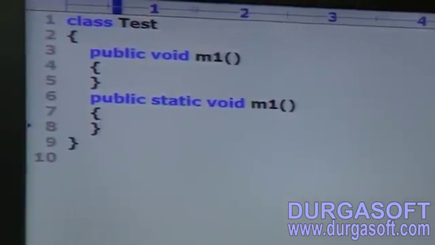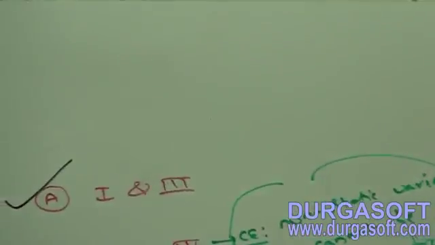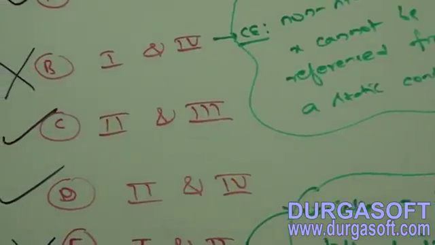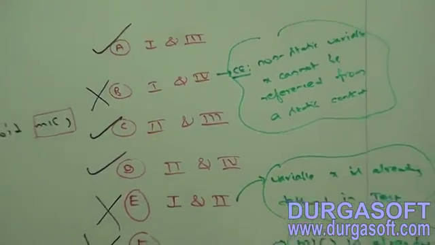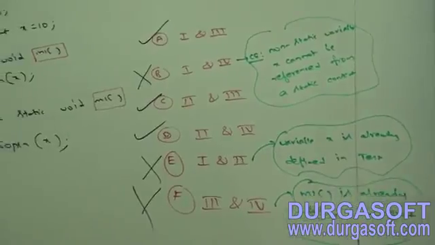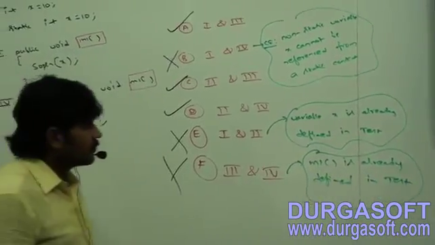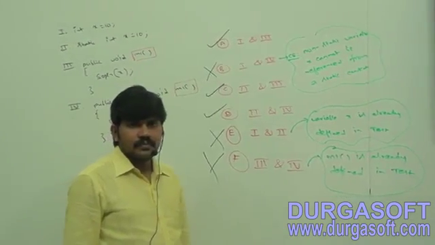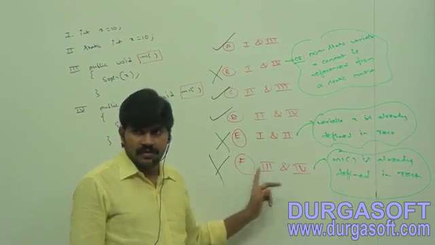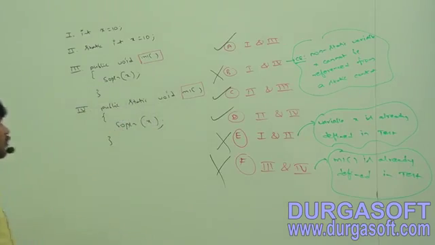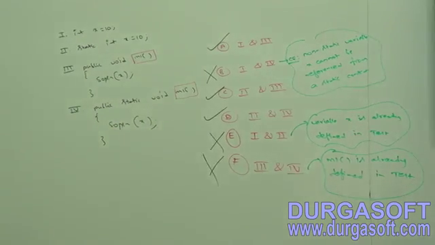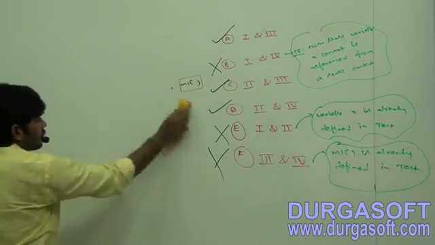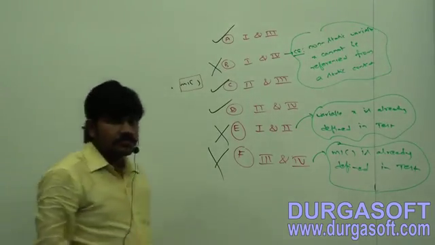Take the remaining two also. 1 and 2 invalid, 3 and 4 also invalid. Variable x is already defined in test. M1 is already defined in test. Completed, right? This is one important conclusion about static variables or static members.